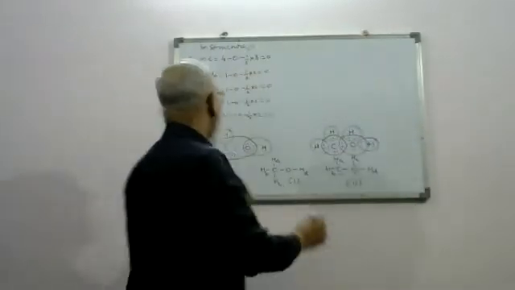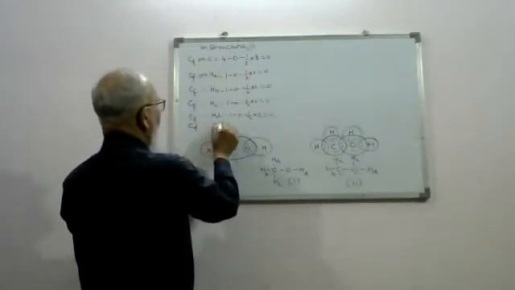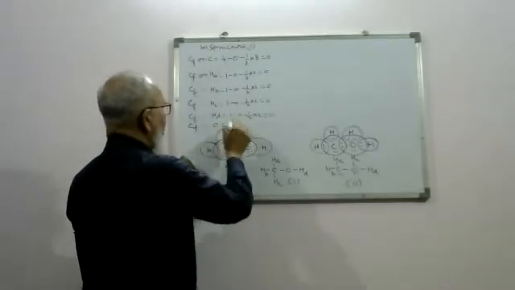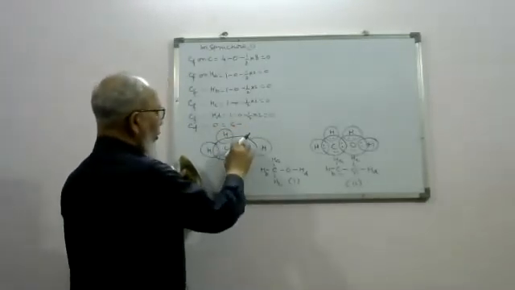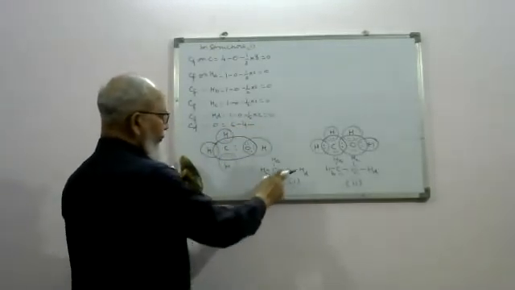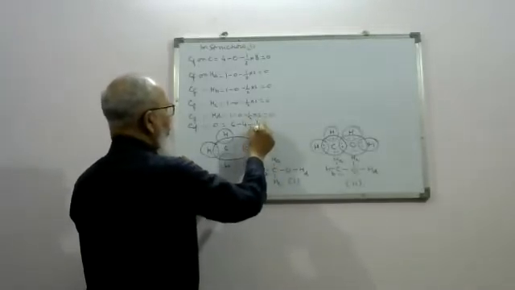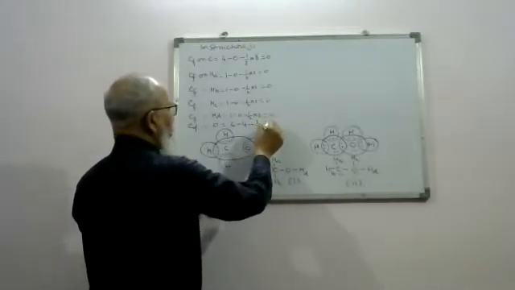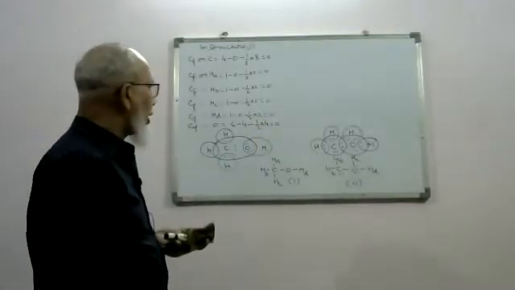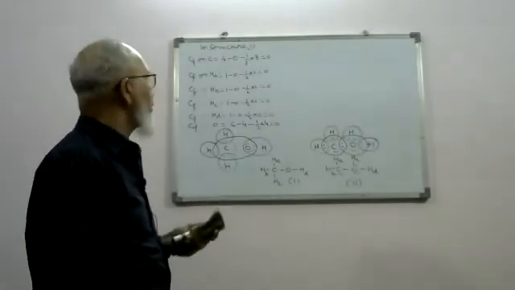CF on oxygen. Valence electron for oxygen is 6, minus unshared electron 4, minus shared electron 1 by 2 into 4. This will also be equal to 0. So formal charge on all the carbon, hydrogen and oxygen atoms in structure first is 0.